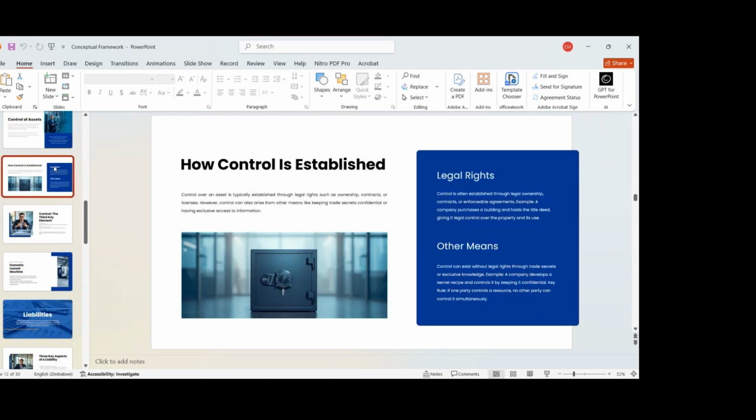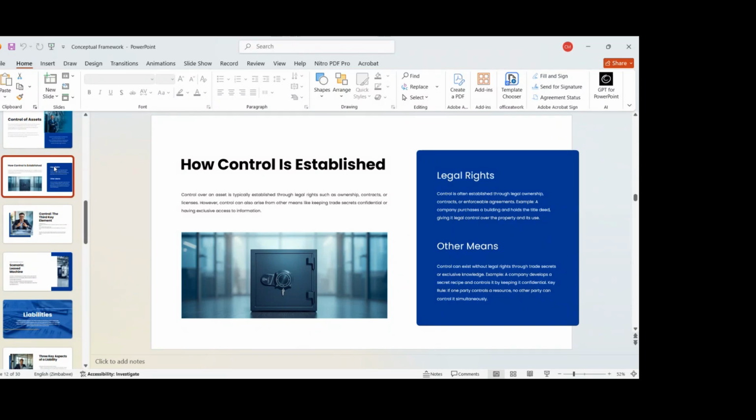How control is established. Control over an asset is typically established through legal rights, such as ownership, contracts, or licenses. However, control can arise from other means, like keeping trade secrets confidential or having exclusive access to information. So let's start with the legal rights.